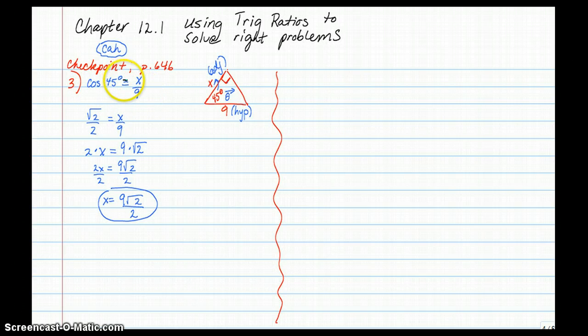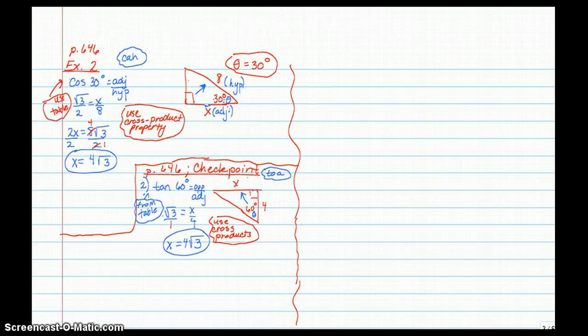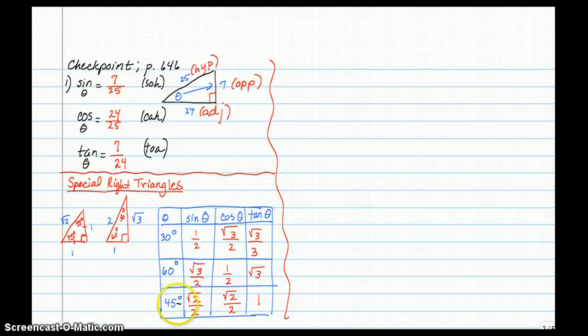So cosine 45 degrees, you're just substituting in values, equals adjacent, x, over 9, which is the hypotenuse. You substitute. Now, cosine 45 is one of those special triangles. Let's go back up in our graph so you can see it. And it was 45 going over to cosine. Cosine 45 degrees is square root of 2 over 2. There, you can see it right there.